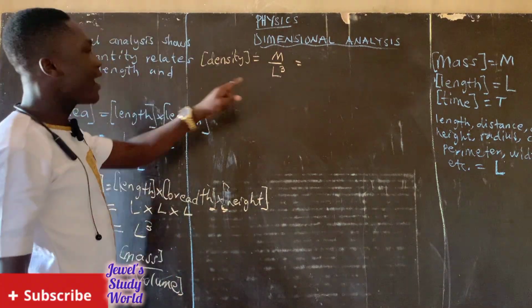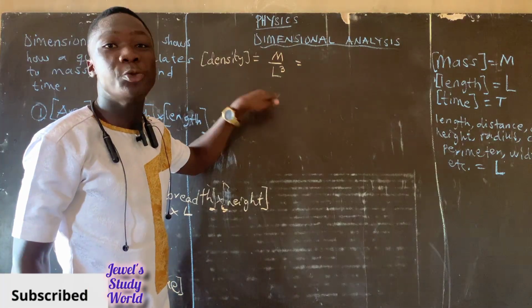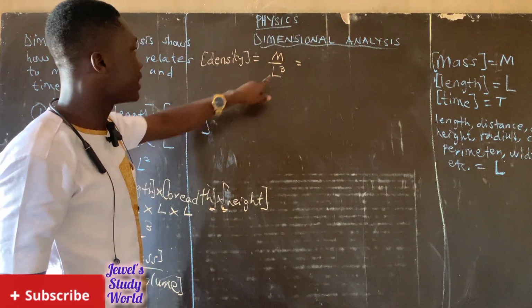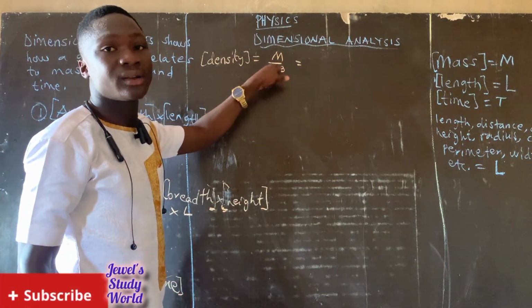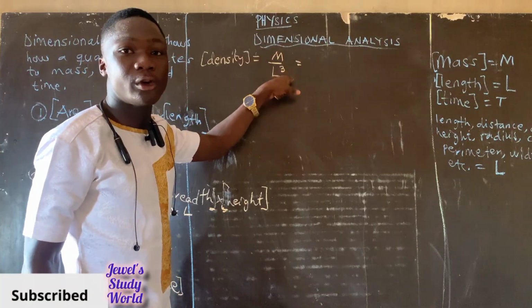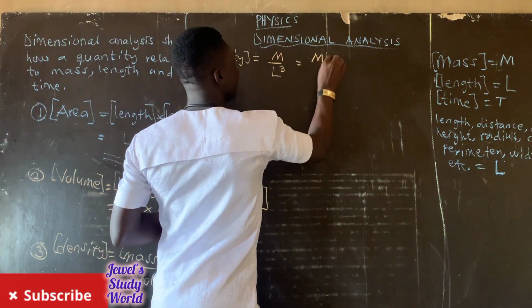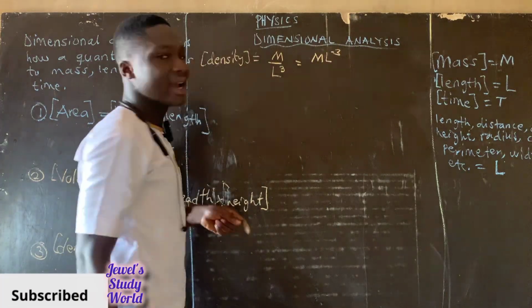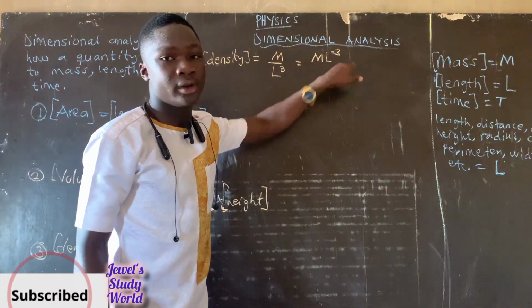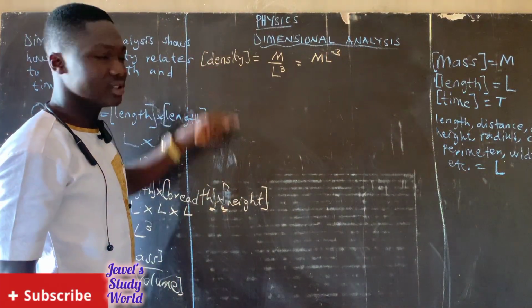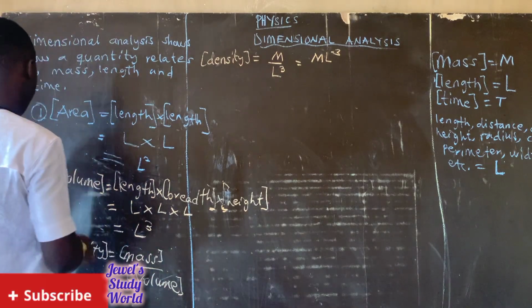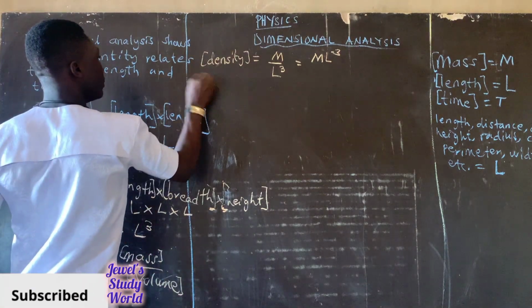Now I have to express the L cubed as a numerator. In indices, the L here is to the power 3. The 3 here is positive, so when it becomes a numerator, it becomes negative 3. Like this, I have M L negative 3 as the dimension of density. Now let's see our next one. Number 4, we have velocity.